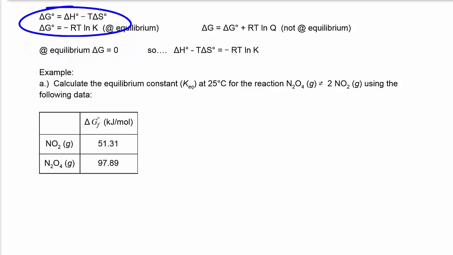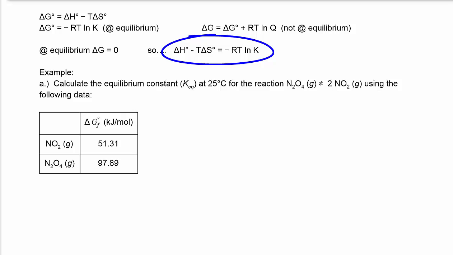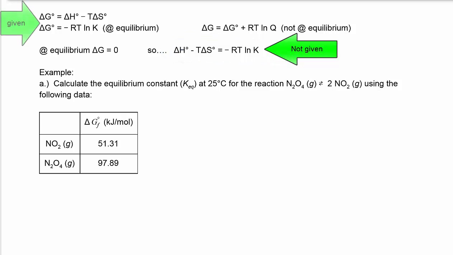So if these portions right here are going to be equal to 0, we can set this equation equal to this equation. All right, so delta H minus T delta S is going to equal a negative RT natural log of K. This is not given on your formula sheet, but both of these equations are. You need to know that equilibrium delta G is equal to 0, so you can set these 2 equal to each other if you need to calculate the equilibrium constant.